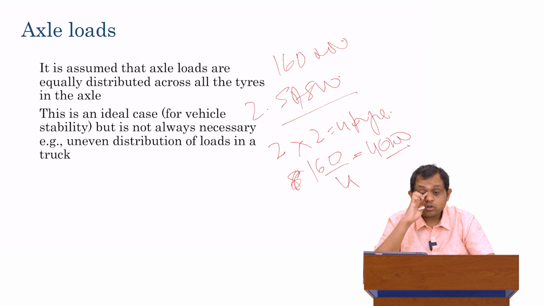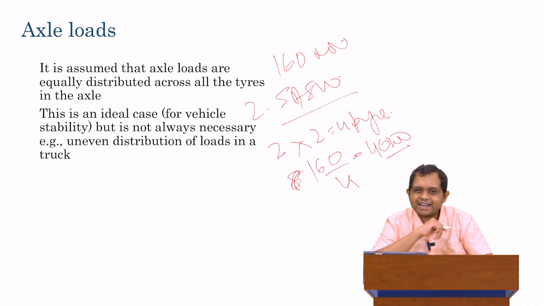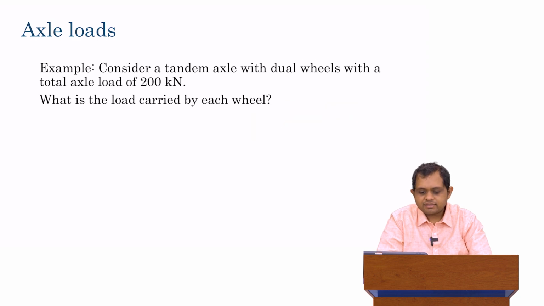In practice, this is not the case. If you actually go and measure the load on a tire, for example, using a weigh-in-motion system, then you will find that different axles can actually carry different loads, and different tires can also carry different loads. That happens, for example, due to uneven distribution of goods inside a truck. You might be loading the goods on one side of the truck and not the other side. But in pavement engineering, we ignore that problem and we assume that we have an even distribution, and then we move on with our analysis.